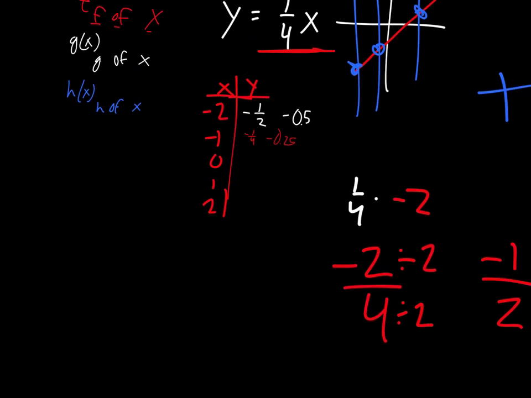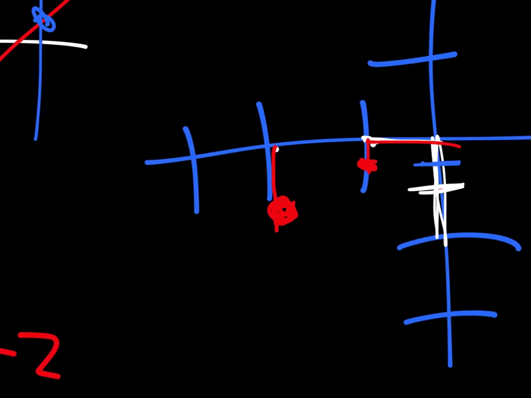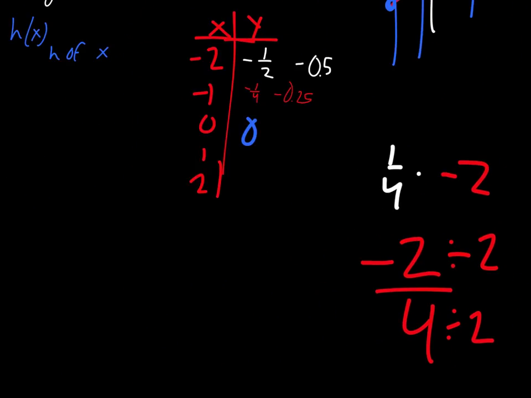Next one. We know that 0 times anything is just going to be 0, so it's going to put a 0 there, okay? That's a point at the origin. So what we're going to do is put a point at the origin. The origin, like I said before, is the point in which they cross.